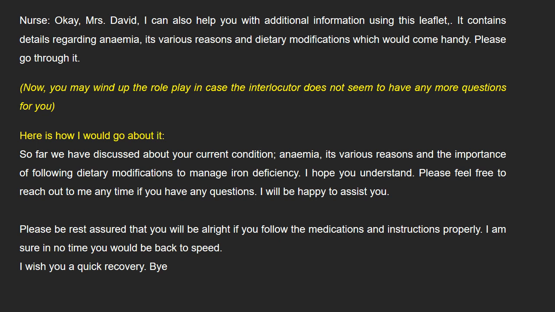Now, you may wind up the role play in case the interlocutor does not seem to have any more questions for you. Here is how I would go about it. So far, we have discussed your current condition, anemia, its various reasons, and the importance of following dietary modifications to manage iron deficiency. I hope you understand.